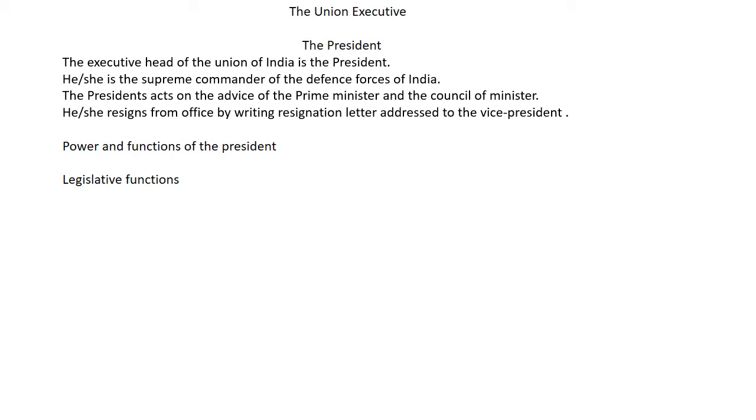Now, what is this ordinance? Ordinances are laws that are issued by the president on the recommendation of the Union Cabinet to enable the Indian government to take immediate legislative action.